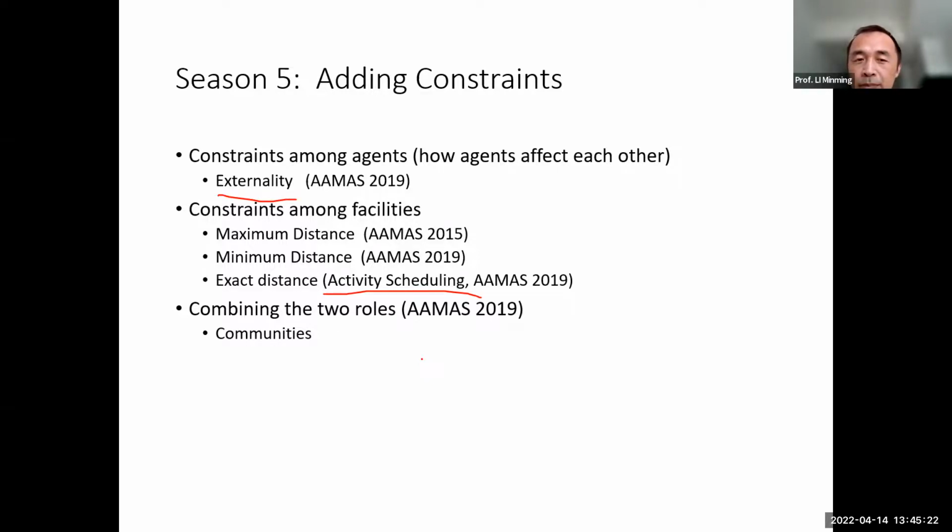And also we study a scenario where the two roles of facilities and agents are combined, integrated in the same thing, all right? So the agent at the same time is a facility, okay? He can open the facility in his own community, or he does not open it, he just goes to other communities or other facilities to get service, all right? So at that time, every individual is not only an agent, but also a facility. So this is in another paper of ours in 19.